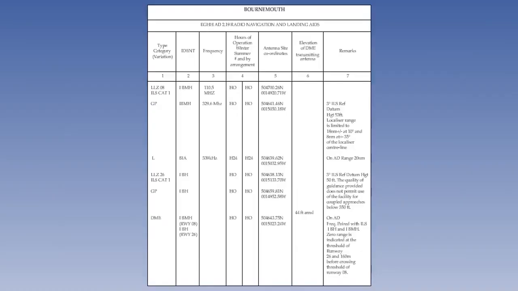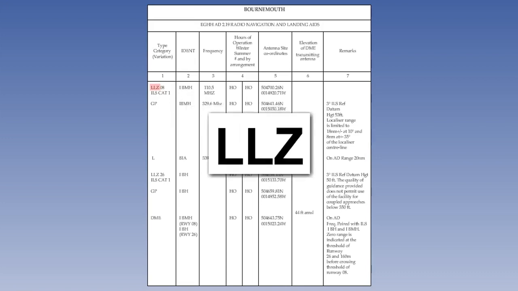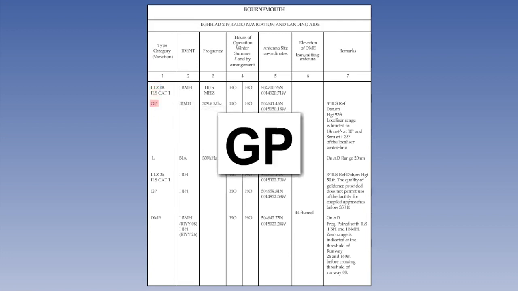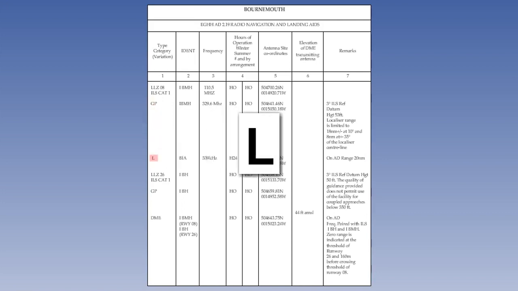Our final look at the contents of the AIP AD is that section dealing with aerodrome navigation and landing aids. The table is, once again, self-explanatory except, perhaps, for a couple of abbreviations in column 1. LLZ in column 1 refers to the ILS localizer. GP refers to the ILS glide path, and L refers to a low-power locator beacon.